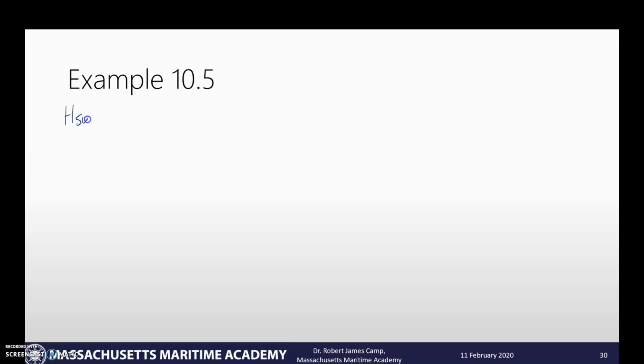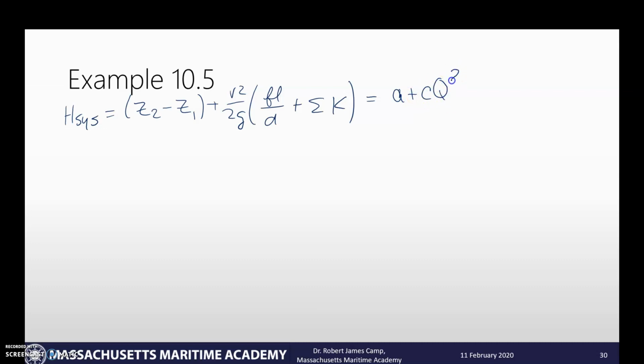So the head of the system is going to be the height difference plus v squared over 2g times FL over D, plus the sum of the minor K's. And we're eventually going to need this in the form of A plus CQ squared, where C is that constant of everything put together. So the first part is easy. A, the static head, this guy right here, and the problem told us that's 120 feet.